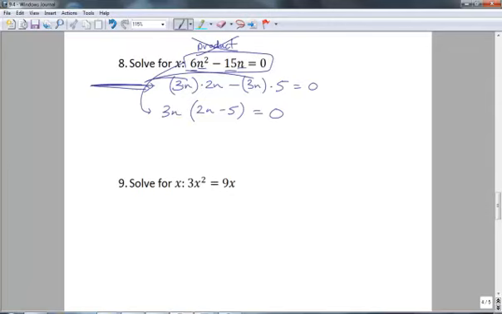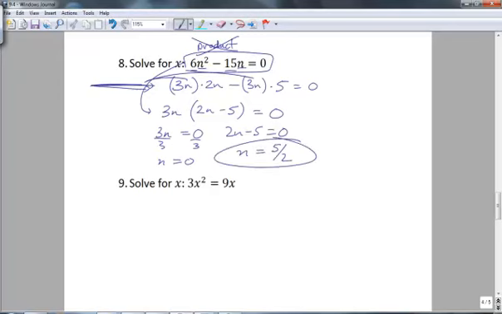All right, now I've got a product on the left side, so I can use the zero product property. So I'm going to write this as 3n equals 0 and 2n minus 5 equals 0. Just using the zero product property, which says that if you have a product of 0, then either of the two factors should be or could be 0. Okay, divide by 3, n equals 0. Over here, I'm going to add 5 and divide by 2, so I get n is equal to positive 5 halves, 2 answers.